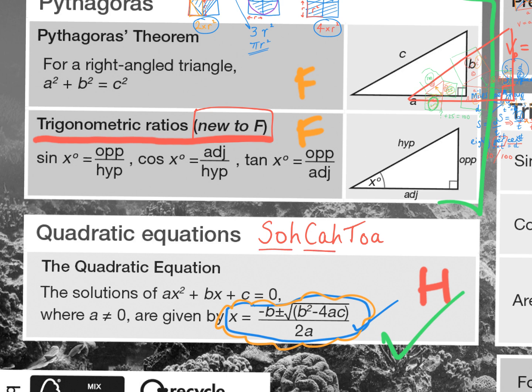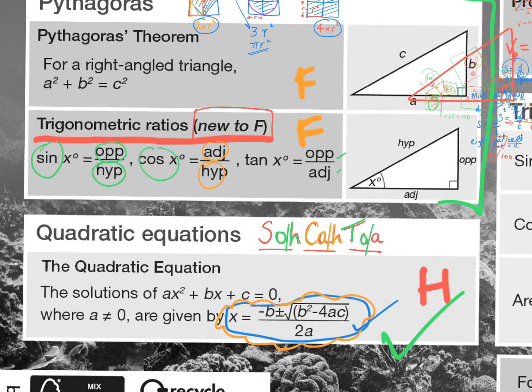So SOHCAHTOA. And then you can say to yourself, the sine of the angle is going to be the opposite divided by the hypotenuse. So opposite divided by the hypotenuse. The cosine here is going to be the adjacent divided by the hypotenuse. And the tangent here is going to be the opposite divided by the adjacent. Okay, just as shown.